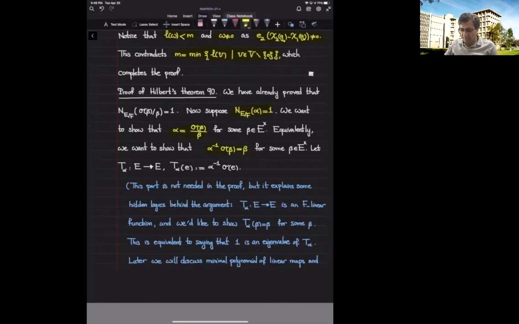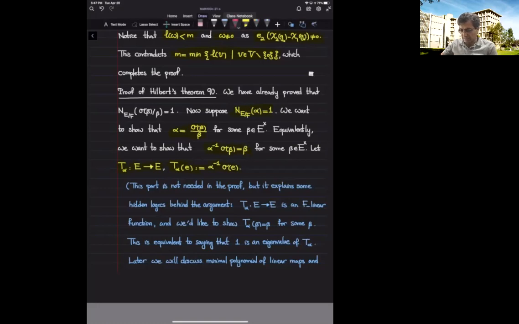So if I call this transformation that sends an element E to alpha inverse times sigma of E, if I call that guy T sub alpha, this would be a transformation from E to E. This is multiplication by the number alpha inverse, and sigma is F linear. So T sub alpha is an F linear map from E to E. And what we are asking for is whether or not this F linear map has a non-zero fixed point.